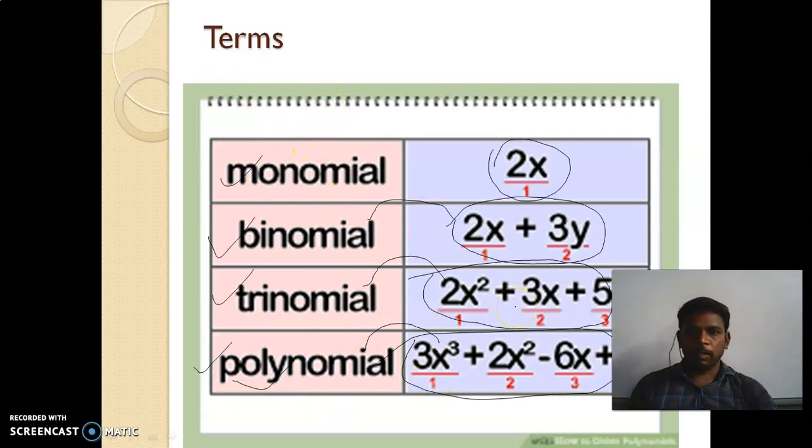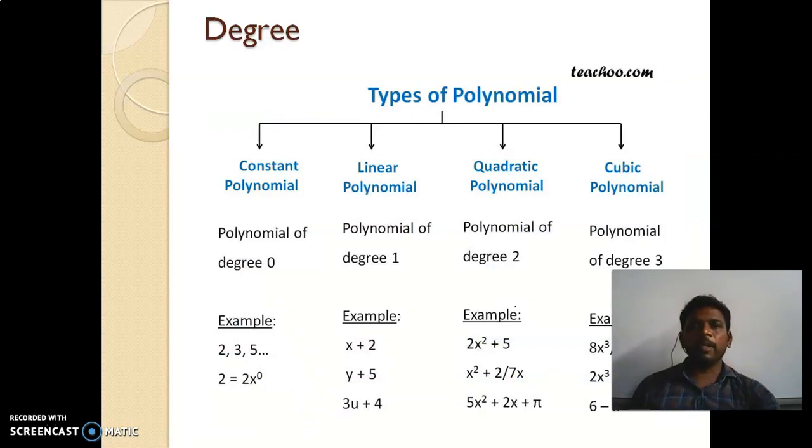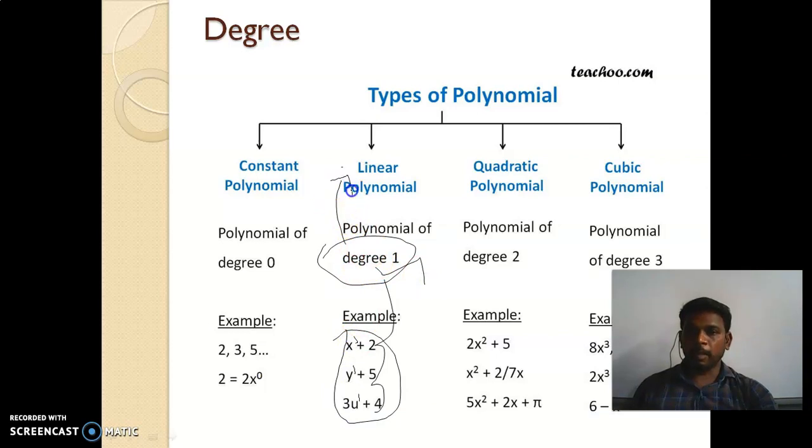Next, how can we classify the polynomials according to the degree? Listen here, a polynomial having degree 1 is called a linear polynomial. For example, look at the 3 examples here. The power of the variable is 1. Here also the power of the variable is 1. And similarly here the power of the variable is 1. So it is the maximum power of the variable. Therefore the degree of the polynomial is 1. Therefore it is called a linear polynomial.